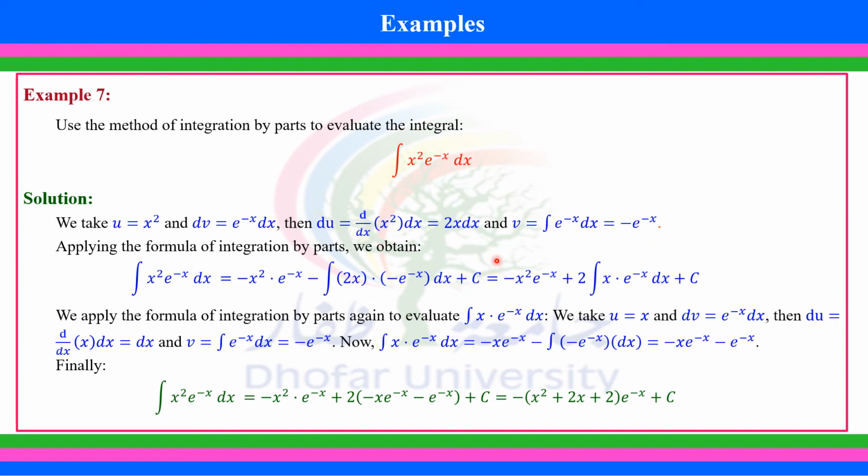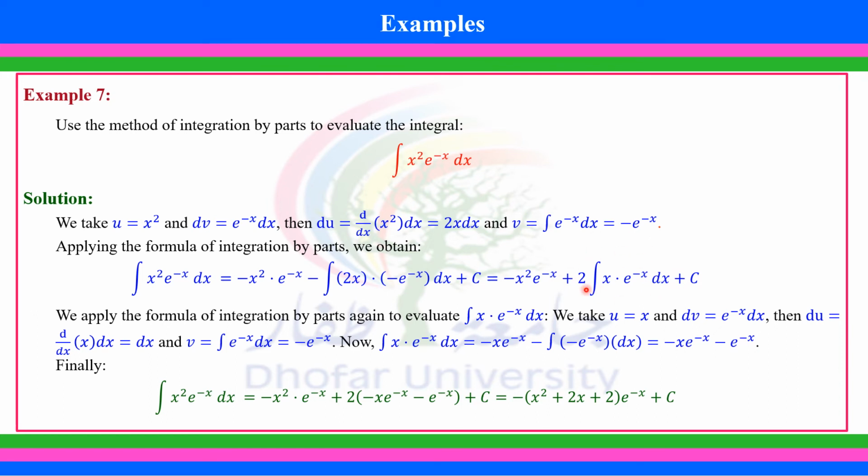So, and then we add the constant of integration. That means we obtain this formula for this integration. But we see that again we have this integration formula, which came from the integration of v du. We obtain integration x exponential minus x dx. So now we need to use the integration by parts again to evaluate this integration.